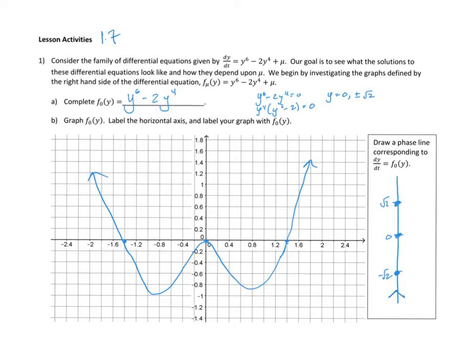So up arrow there. And then from negative root 2 to 0, and from 0 to root 2, these are both below the x-axis, so I put down arrows. And then after root 2, I have an up arrow because it's above the x-axis.